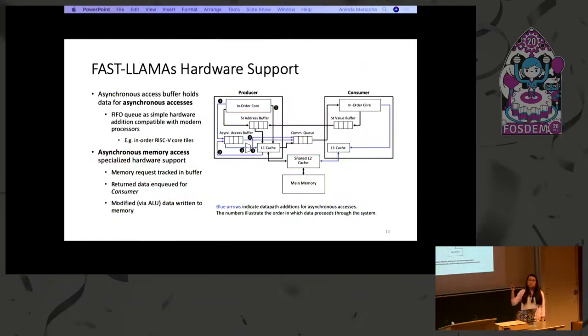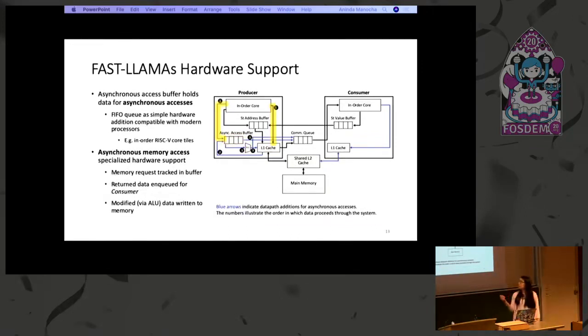So this is a relatively detailed hardware diagram. I'm not going to talk about all of the individual parts of it, but I'm going to go over the main additions that FastLlamas uses to support this in hardware. So we have a specialized buffer called the asynchronous access buffer. And this is used when the producer issues a memory access. This asynchronous access buffer can store the addresses of the in-flight memory requests. And then when the data comes back from the memory hierarchy, this data is matched with its corresponding address. And then the data is passed to the communication queue between the producer and consumer cores. And then the consumer can use this data.